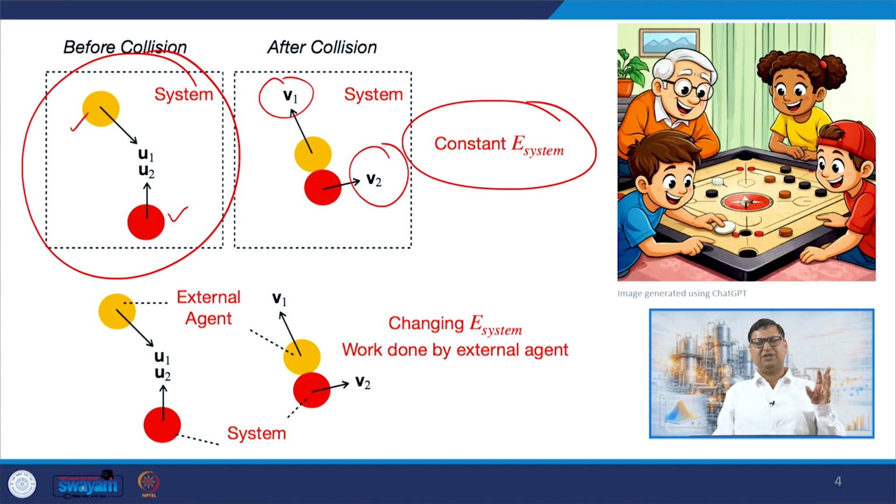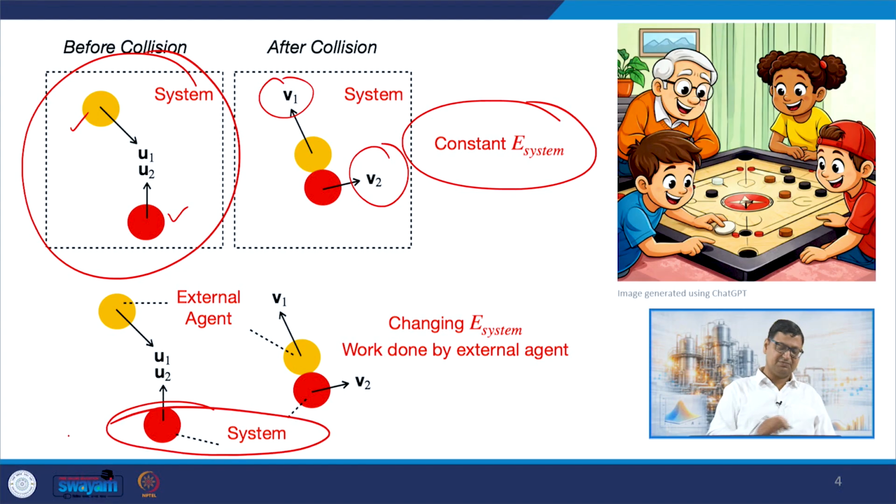If I begin from that point where the striker already has a velocity, let us say u1, and the piece may already have a velocity u2, in the beginning it can be 0. Then after collision, they have momentum transfer, they acquire some velocity, we can write equation of motion, we can write the conservation of energy and things like that, and we can assume still that the energy of the system is a constant.